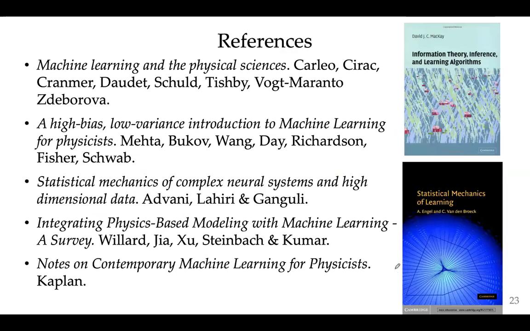Okay, now the references. There are really nice books on this one. This one is from late MacKay, Information Theory, Inference, and Learning Algorithms. This is a really nice book. There's a lot of physics in this book, especially about Ising systems, phase transitions, and whatnot. And there is another book which is pretty good, Statistical Mechanics of Learning. You can check that out too.